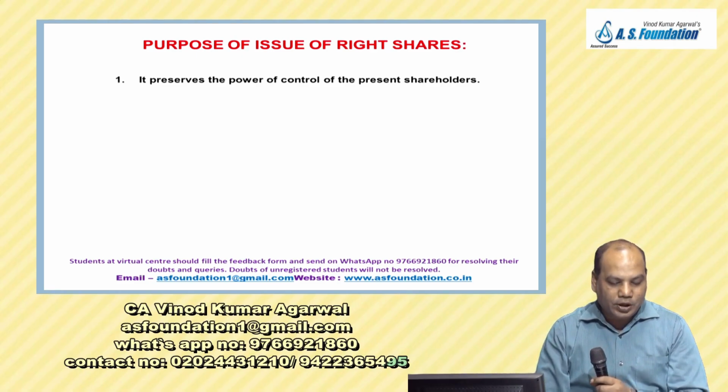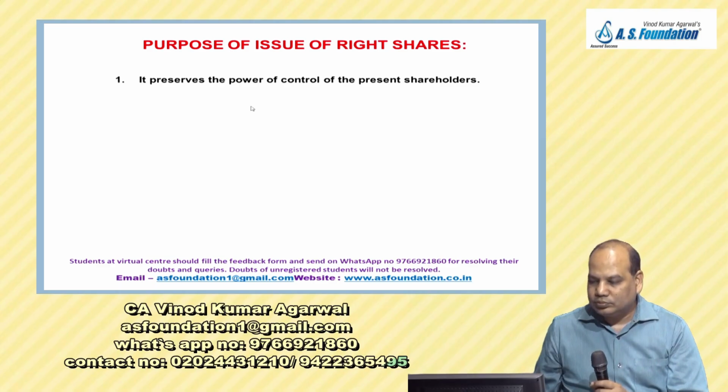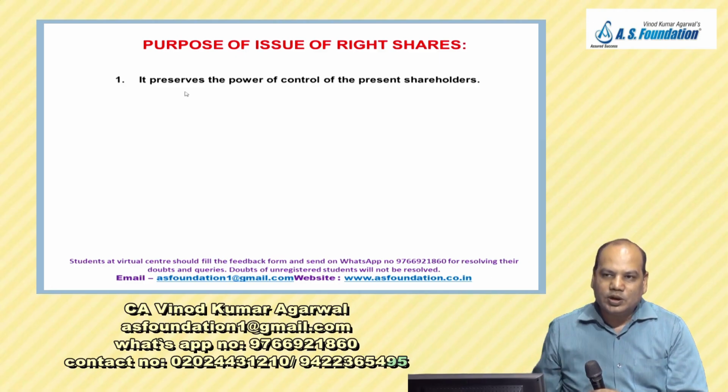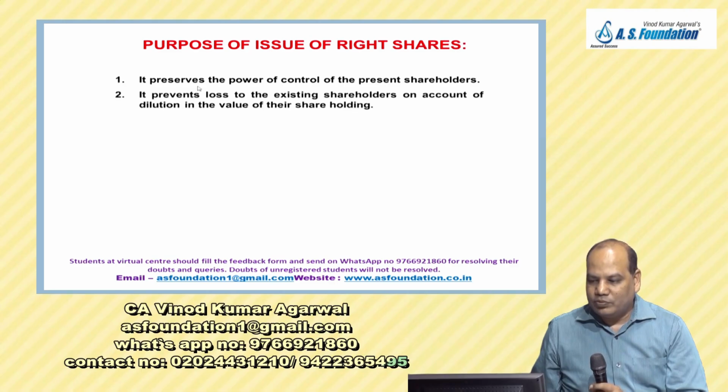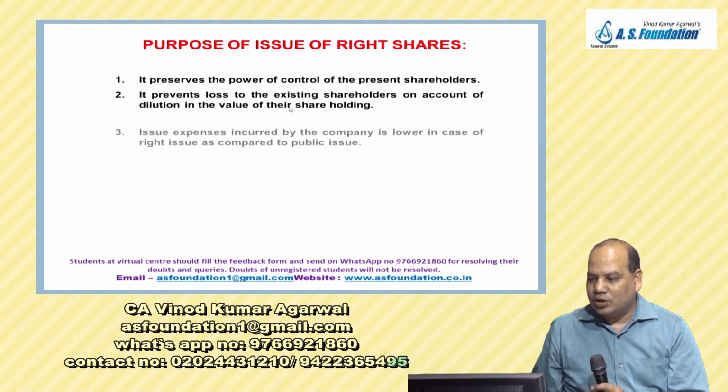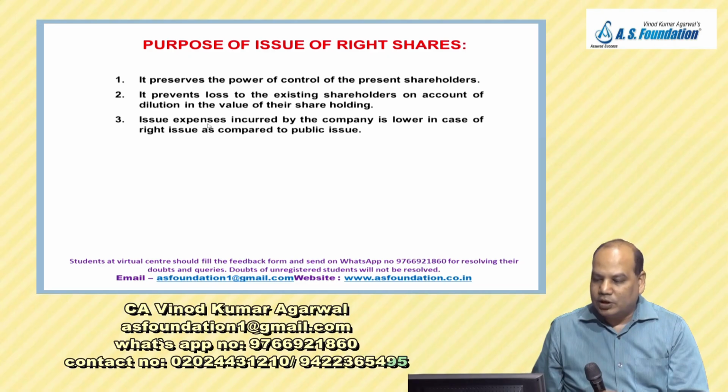Okay. Why do companies go for rights issue? First benefit is that the power of control remains with the existing shareholders. We will assume that they will exercise their right. Then point number 2, it prevents loss to existing shareholders on account of dilution in the value of their shareholding. If existing shareholders exercise their rights, then there will be no dilution in their shareholding. That is the reason they go for rights issue.